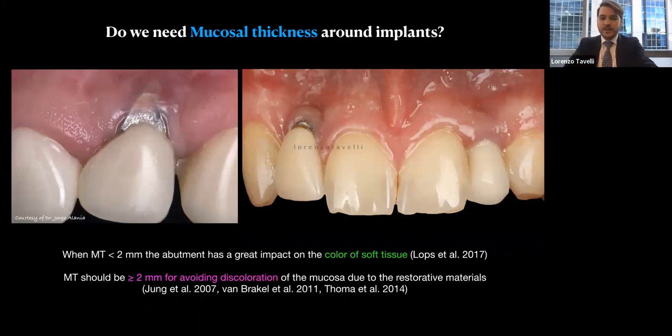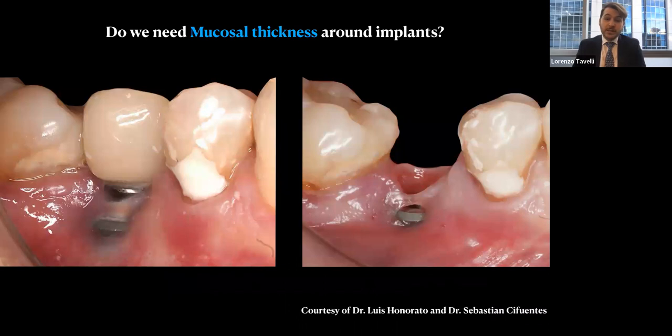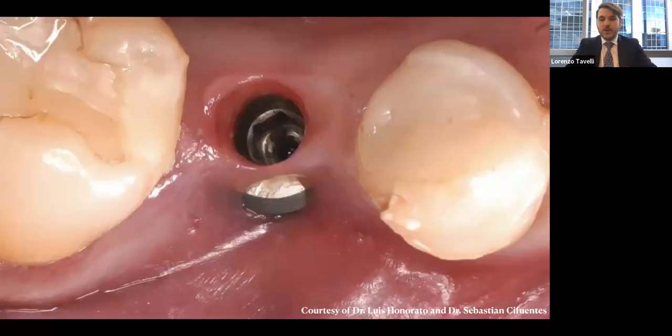However, we started to understand that mucosal thickness is also important for other related factors. I showed you before the study that I conducted with several of my coworkers when I was at the University of Michigan, in which having a thin mucosa was also shown to be associated with implant aesthetic complications. So when the soft tissue is too thin, it's very likely to have clinical scenarios like this.